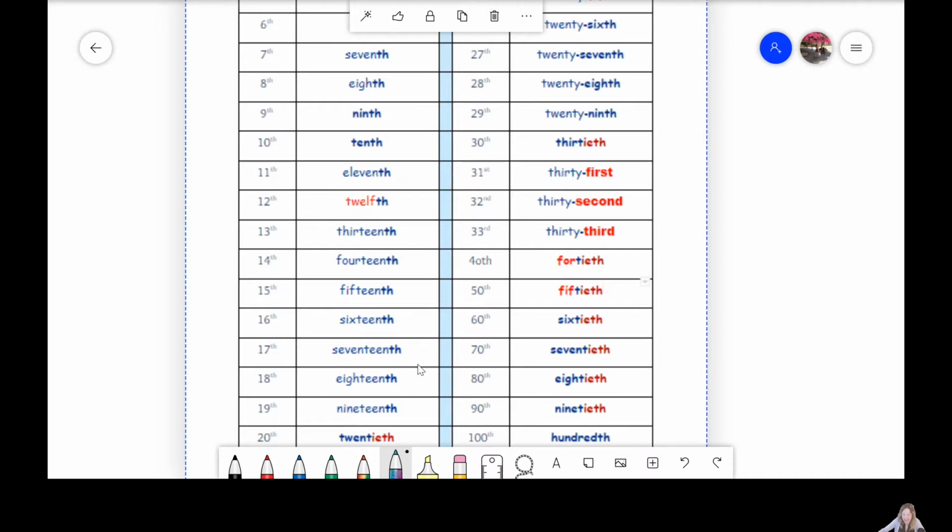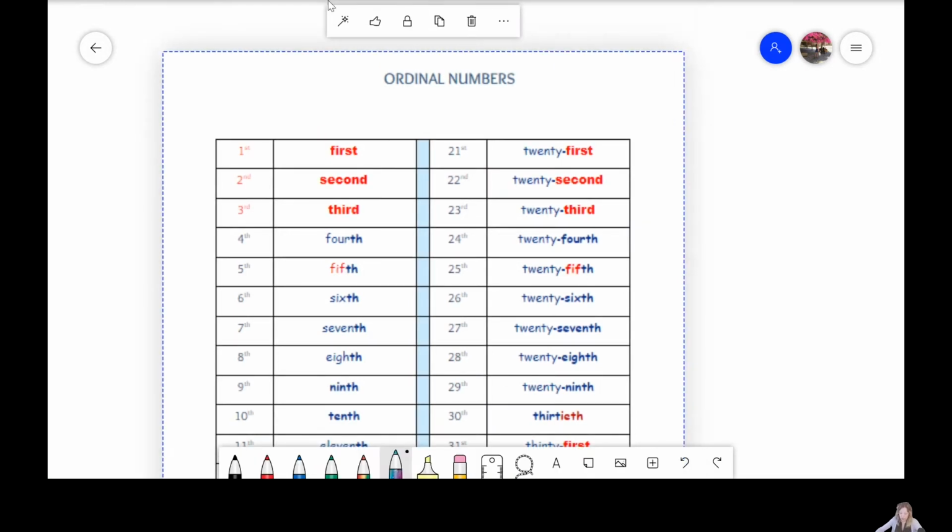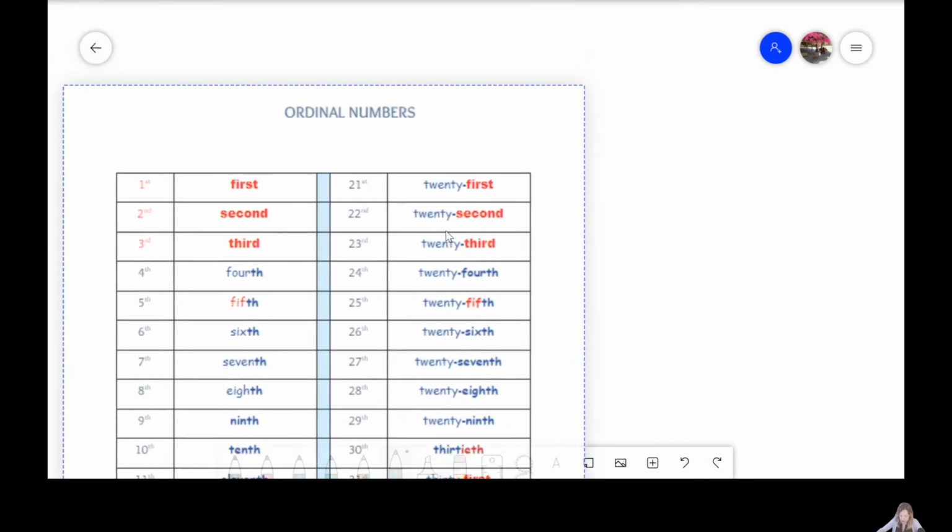17th, 18th, 19th. Now we don't say in English "tenteeth" or anything. We say 20th. Okay? And then when you move on to the number 21, you start over with the first 9 ordinal numbers. Let's try it out.